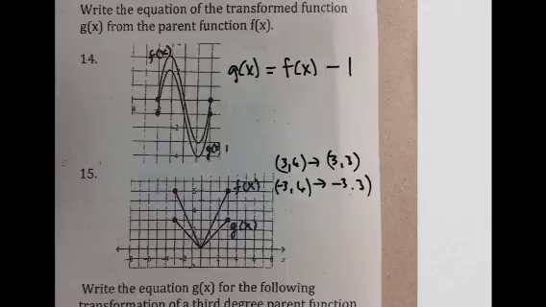So notice what changed was the y. It got cut in half. So that's a vertical compression. Okay, so this would be g of x is 1/2 f of x. I put it in the front because it's a vertical compression.